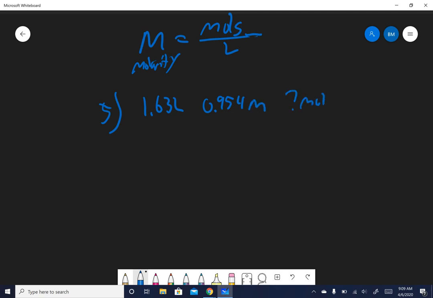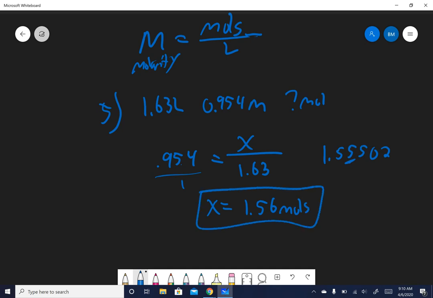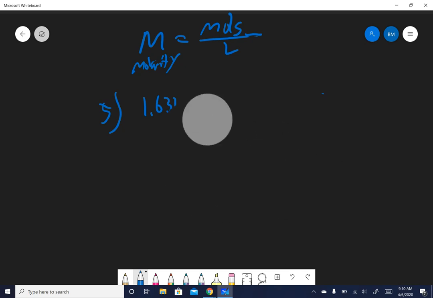Again, how many moles? So we have X on top, same thing as number 4. So we have 0.954 equals X over 1.63. This is really over 1, cross multiply, 0.954 times 1.63, and X equals 1 point, and again, 3 sig figs, so 1.56, because on my calculator it was 1.55502. That rounds to a 6. That gives me 3 sig figs. Label the unit, circle X, or box it. That's number 5.